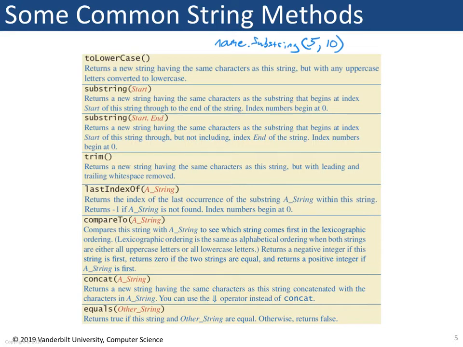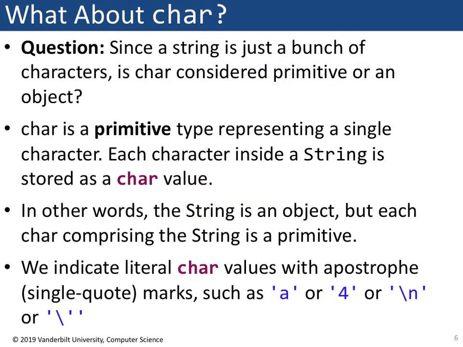There's also a method to concatenate a string with the string stored in the variable and return a new string, which is the two concatenated together. We've seen another way to do that already, just using the plus operator. And then finally there's the equals, which we've talked about, which is a test to see if two strings contain the same characters.